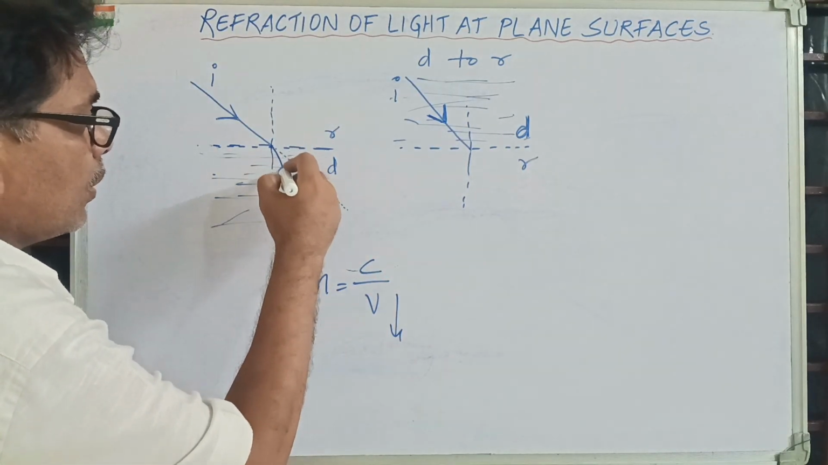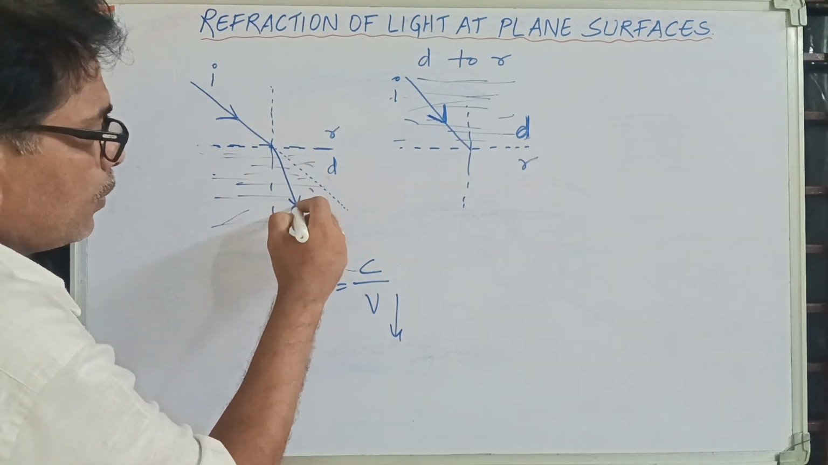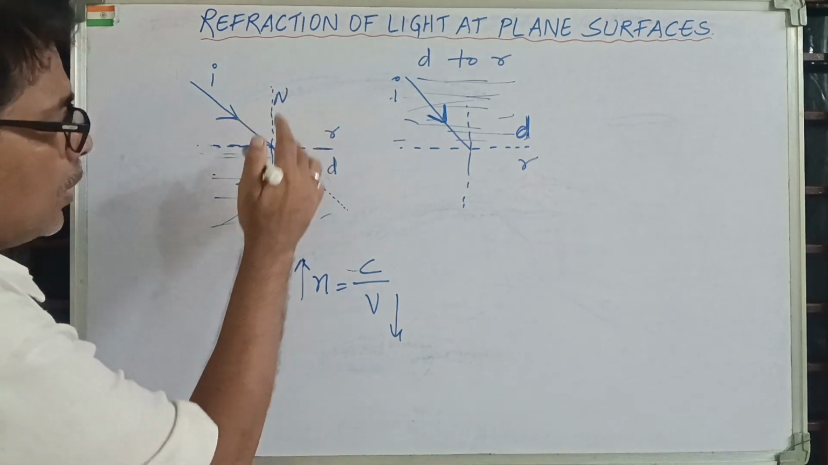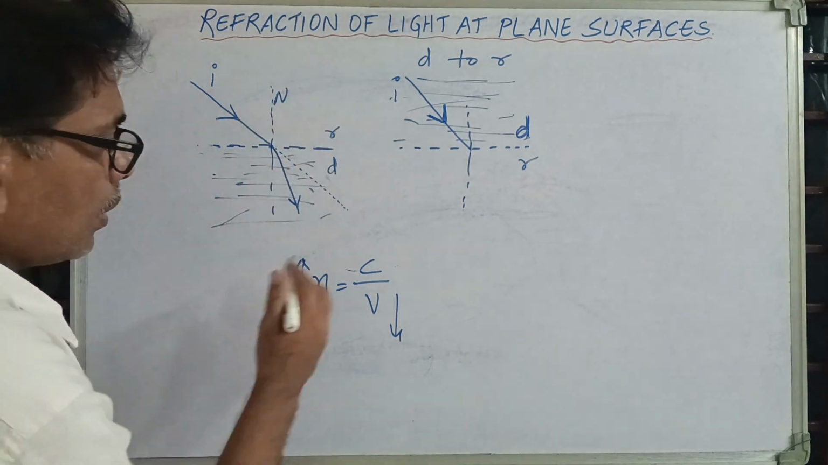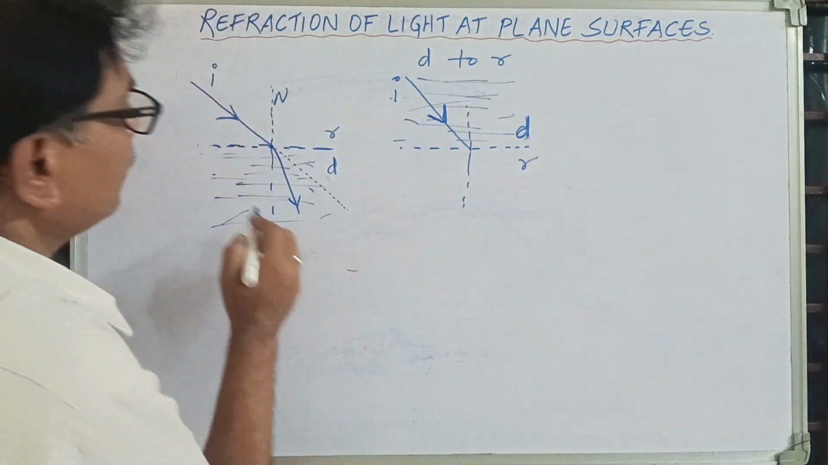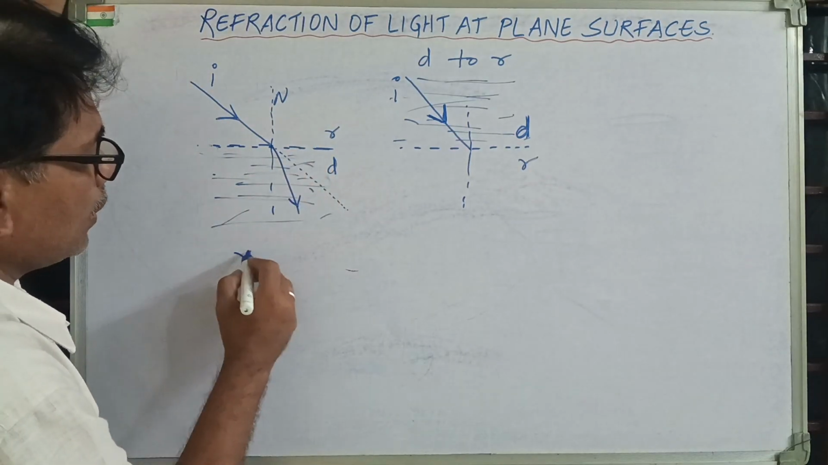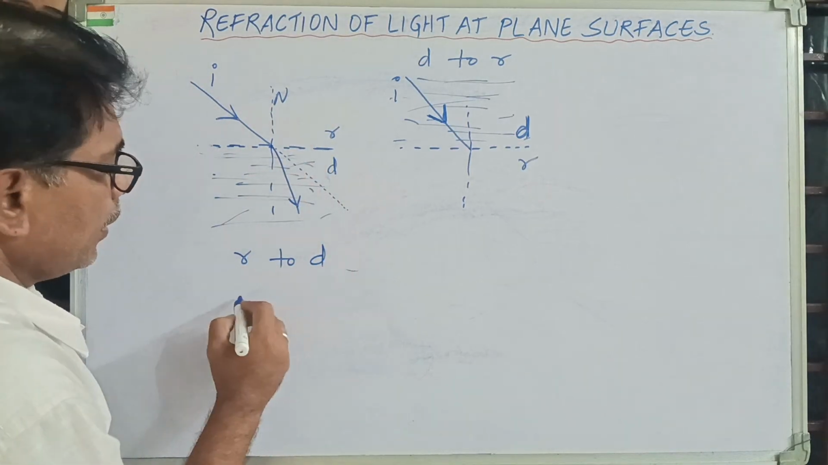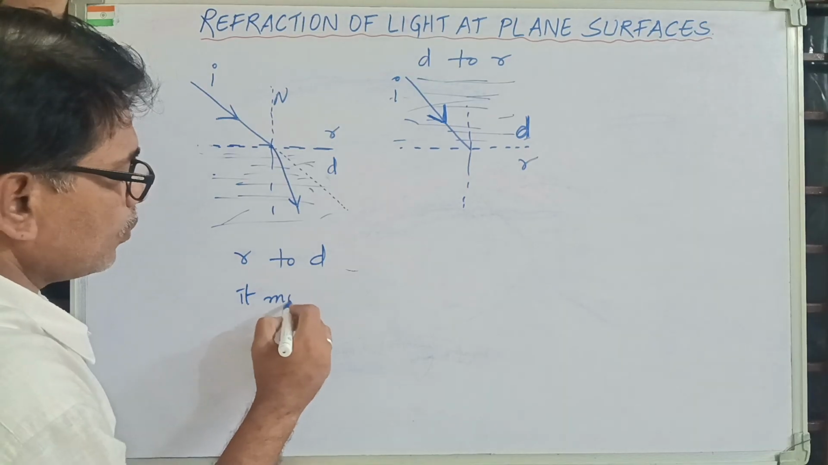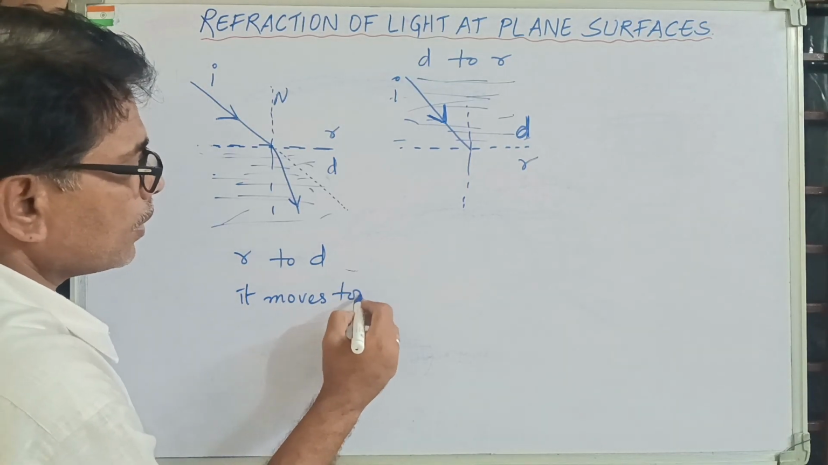Therefore, instead of going in its own path, it will deviate towards the normal. It will move towards the normal. So when a light is traveling from rarer to denser, it moves towards the normal.